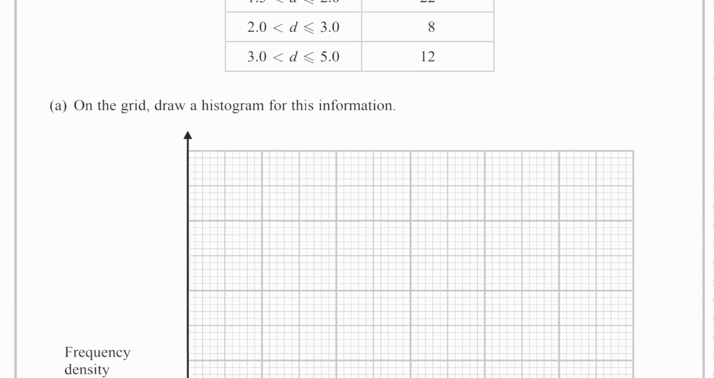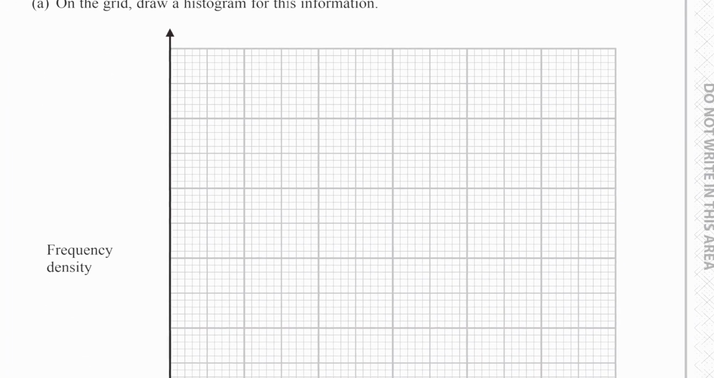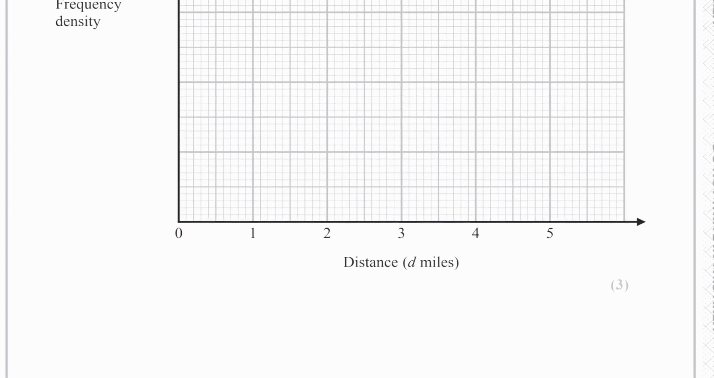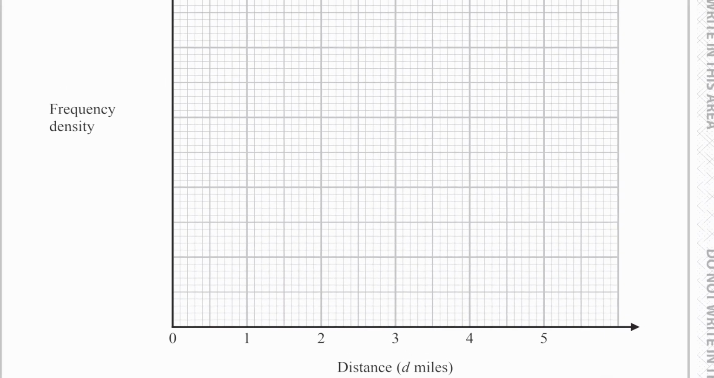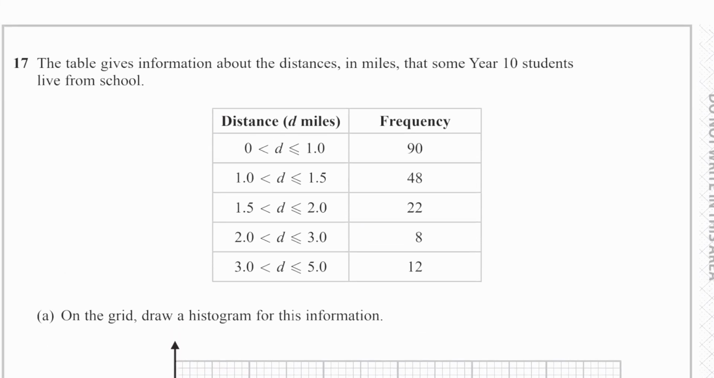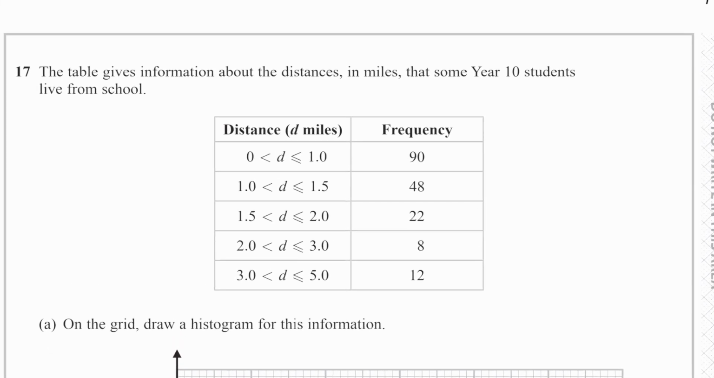Question 17, the table gives information about the distances in miles that some Year 10 students live from school. On the grid, draw a histogram for this information. Okay, so for histograms, we need frequency density, and we also need the class width to work out what that's going to be. So let's go ahead and add some columns to our table. Like we said, we want the class width over here, and then the frequency density that we're going to work out.